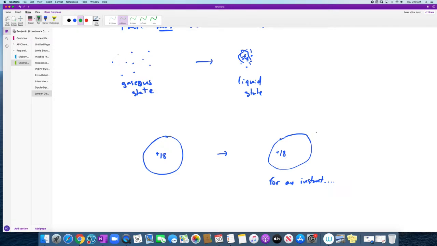For that instant, you end up with a partially negative side of this atom and a partially positive side of the atom. Now, technically, the whole thing is still neutral, but you have more electron density over here than over here. And so it leaves behind a little bit more positive charge from the nucleus because the electrons are a little bit more on this side. So this is called an instantaneous dipole moment because it only happens for an instant.